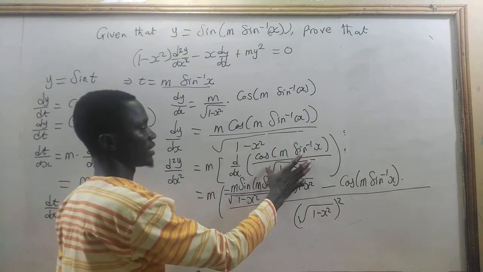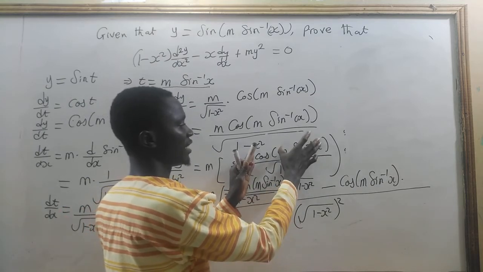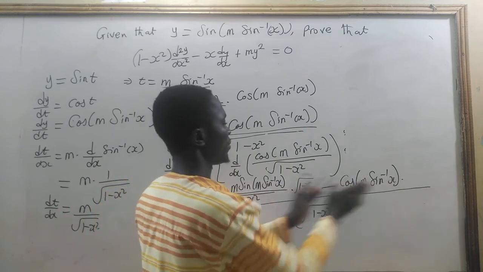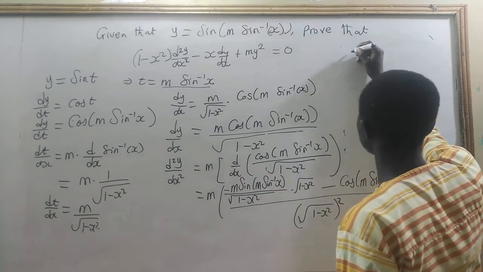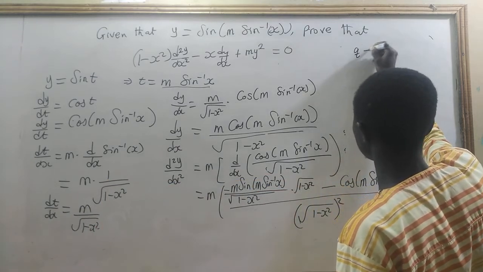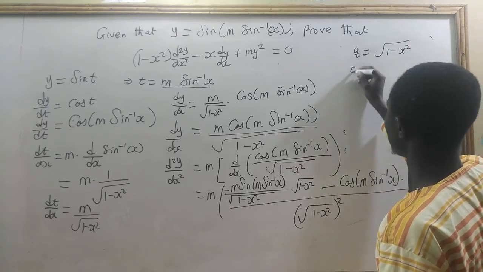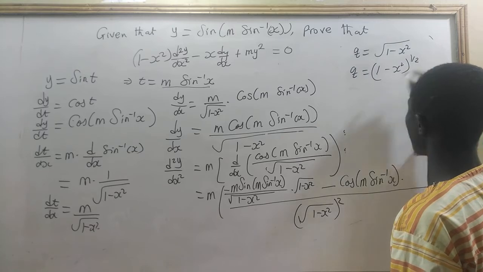So let's differentiate this, because we first differentiate the top and multiply it. We differentiate the numerator, multiply it by the denominator. So this is the numerator. We are going to differentiate the denominator. So that one, let's say we have Q equal to square root of 1 minus x squared. We have Q to be equal to 1 minus x squared all to the power half.